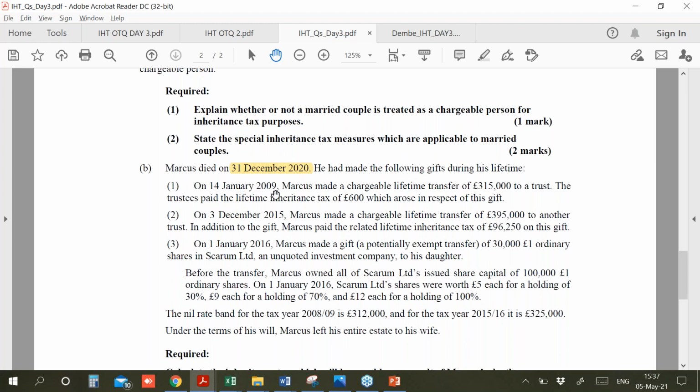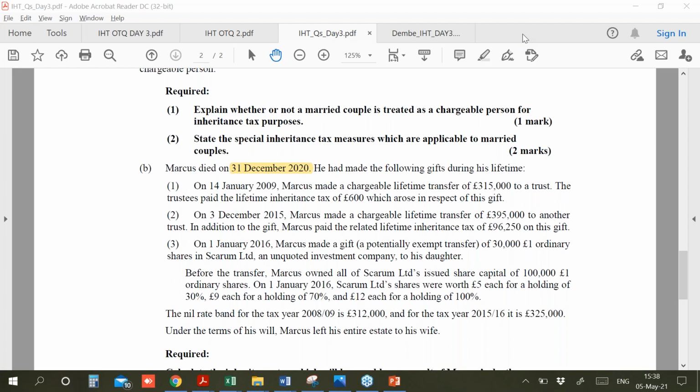On 14 January 2009, Marcus made a chargeable lifetime transfer of 315,000 to a trust. The trustees paid lifetime inheritance tax of 600 which arose in respect of the gift. Now guys, you tell me, is it a chargeable transfer at the time of death? He has died in December 2020. Obviously no, because the 7 years have elapsed. So the answer is correct.